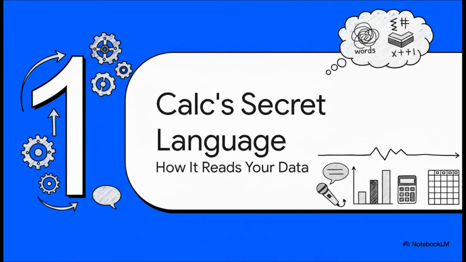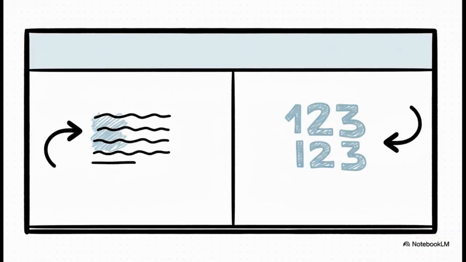Okay, so the very first thing we need to wrap our heads around is how Calc actually sees the data you type in. It's almost like it has its own secret language, and the key is knowing that it doesn't treat all your data the same way. It makes one really important distinction between words and numbers. Have you ever actually noticed this? It's a super subtle clue.